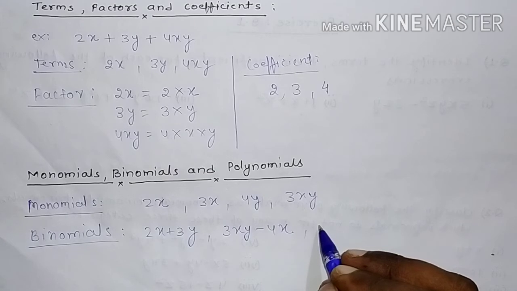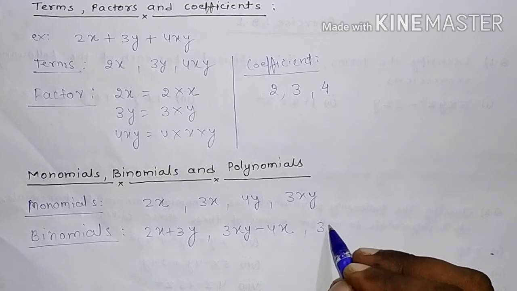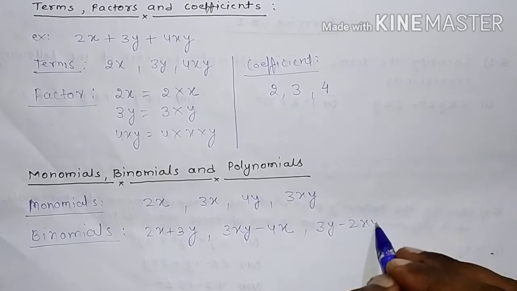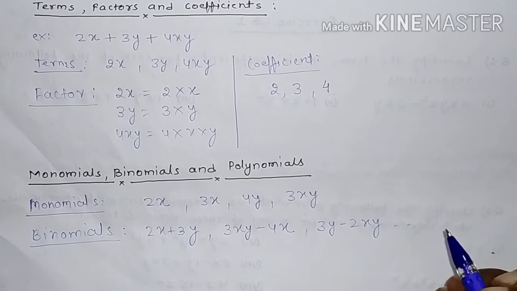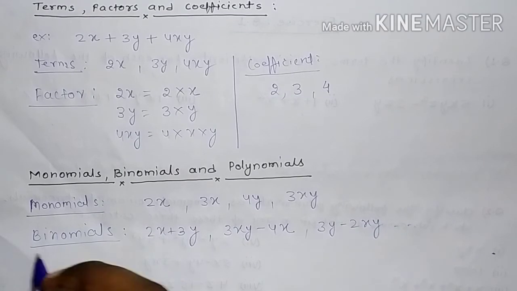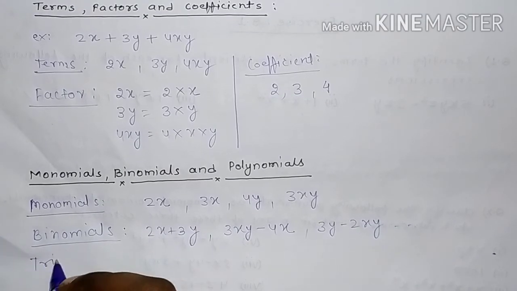Similarly, you can write 3y minus 2xy and so on. These are the binomials. Now the third one, that is trinomials.